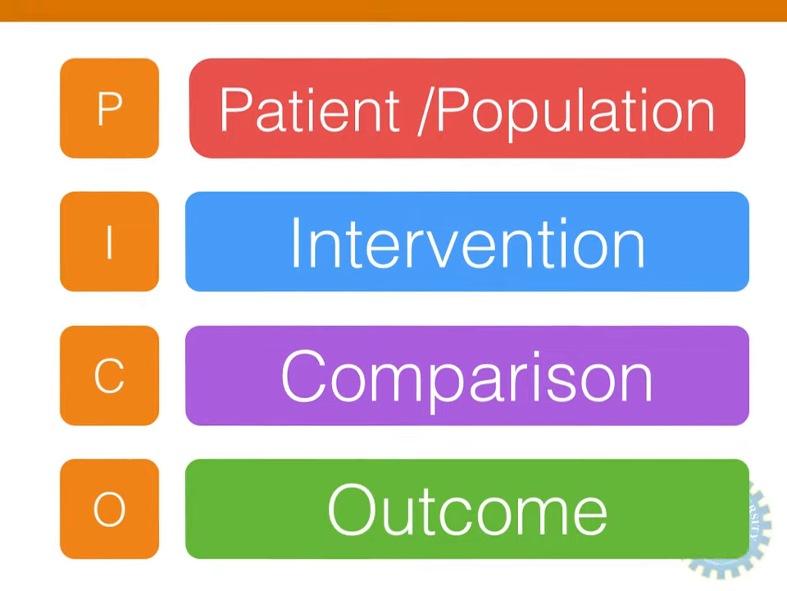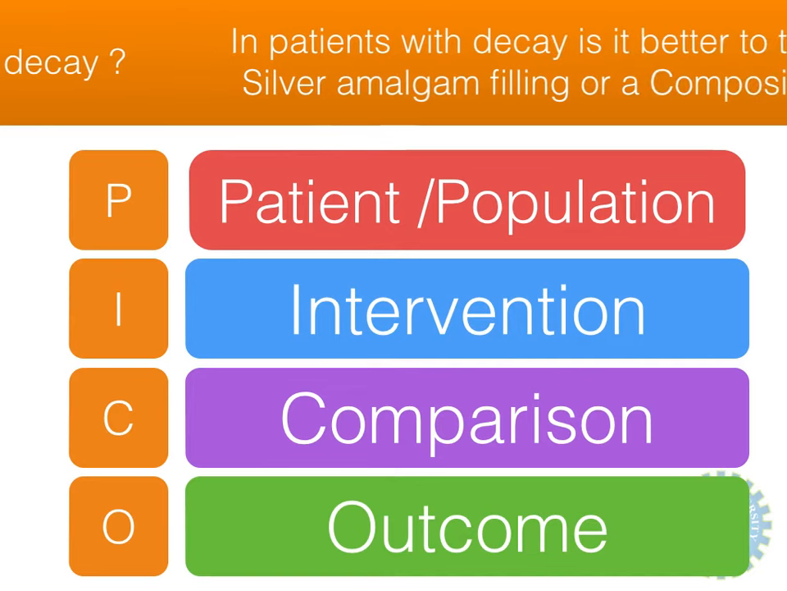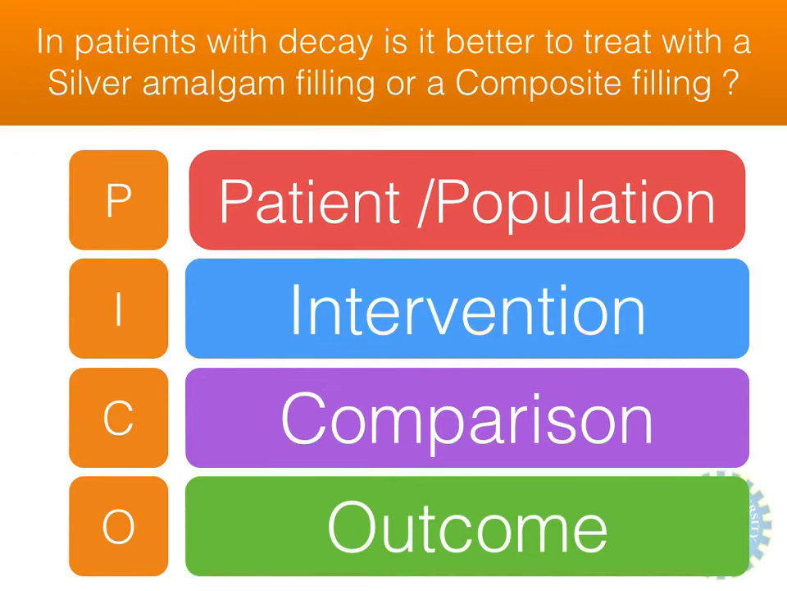For example, if we want to find out which is the best treatment for decay, you can see that there is no patient or population defined. You could say decay is a problem, but it's not being specific. Does not ask for which is a perfect intervention. There is no comparison group, or there is no outcome either. So the proper way to ask this question would be, in patients with decay, is it better to treat with a similar amalgam filling or a composite filling?